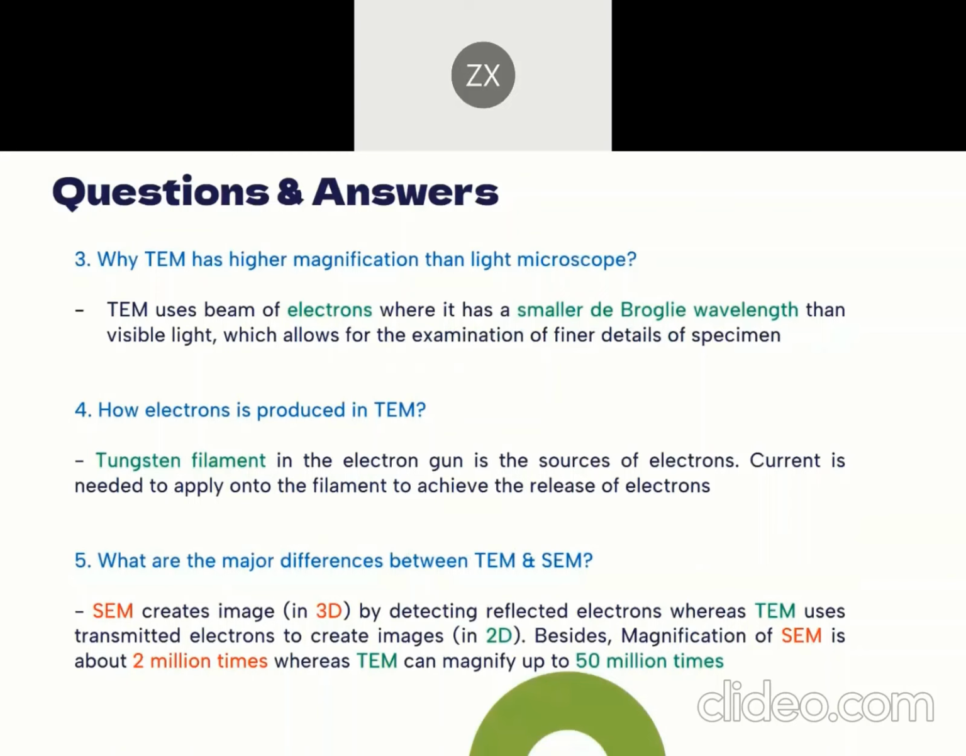Next question: what are the major differences between TEM and SEM? The answer was mentioned by one of my team members earlier, but I'll just explain it again. SEM creates the image in 3D, while TEM uses transmitted electrons, hence it creates only a 2D image. Besides, the magnification of SEM is about 2 million times, whereas TEM can magnify up to 50 million times.